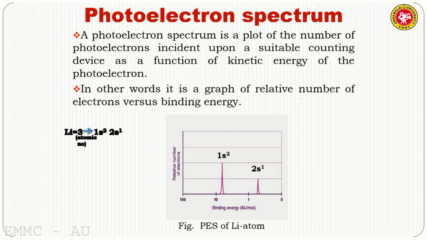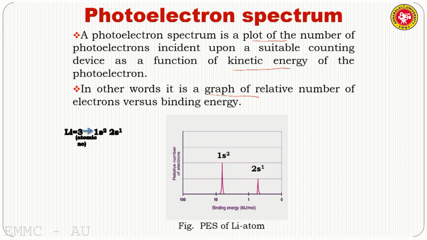A photoelectron spectrum is a plot of the number of photoelectrons incident upon a suitable counting device as a function of the kinetic energy of the photoelectron. In other words, it is a graph of the relative number of electrons versus binding energy.